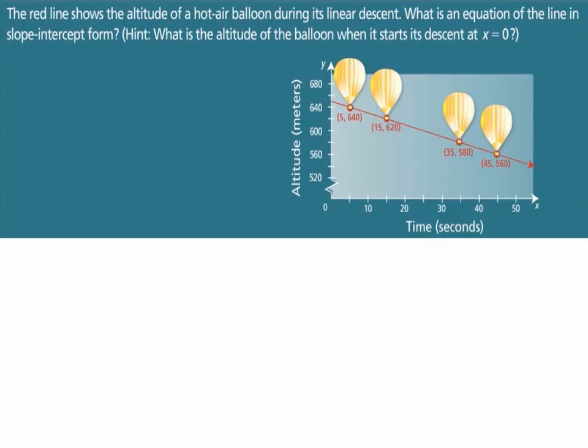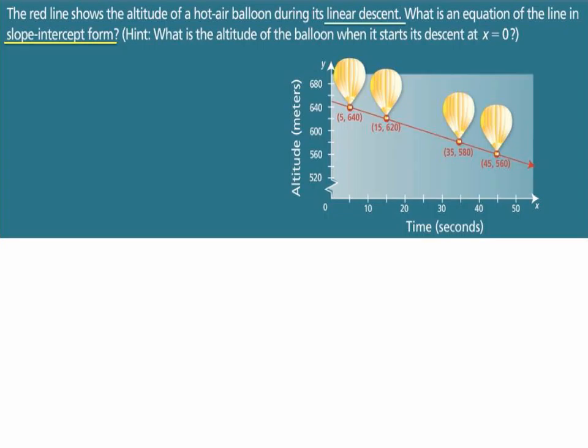Well, a couple important things here. It says it's a linear descent. So that means the slope or the growth rate is consistent. What is the equation in slope intercept form? So I'm going to need to figure out the slope, and I'm going to need to figure out the y-intercept.